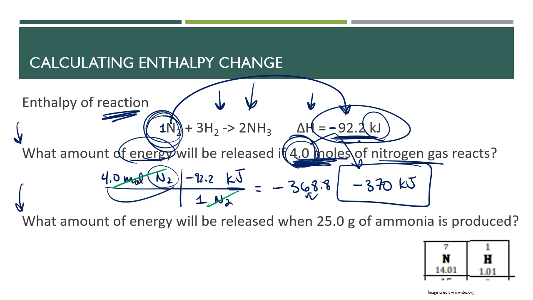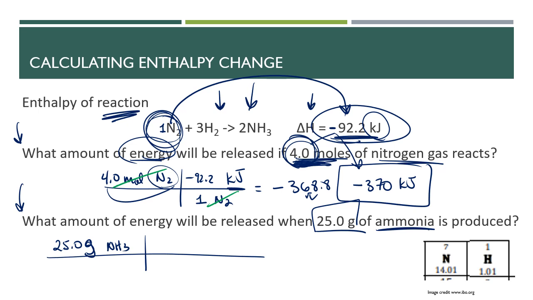One more and we're done. What amount of energy will be released when 25 grams of ammonia is produced? This one's a little bit trickier because I'm starting with grams, not moles, but we're still going to just do some basic stoichiometry. Ammonia is NH3. I'm going to get rid of grams, turn those grams into moles because these coefficients, remember, are our mole ratios, not our gram ratios. So 25 grams of ammonia. Nitrogen is 14.01, hydrogen is 1.01. Add those up together and we get a grand total of 17.04 grams per mole for ammonia.